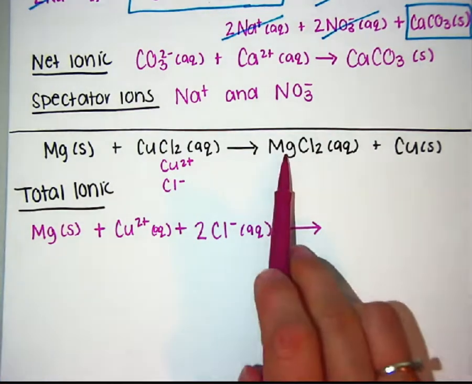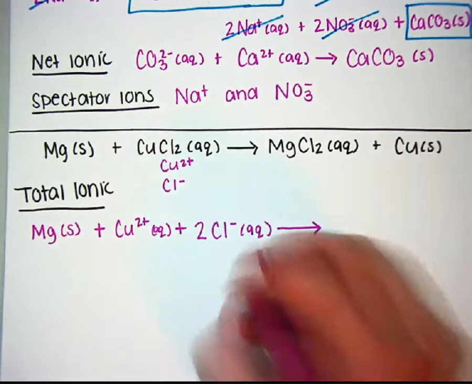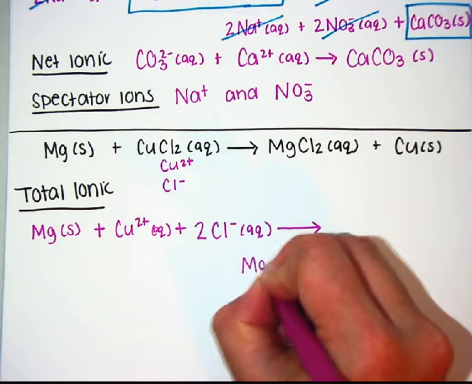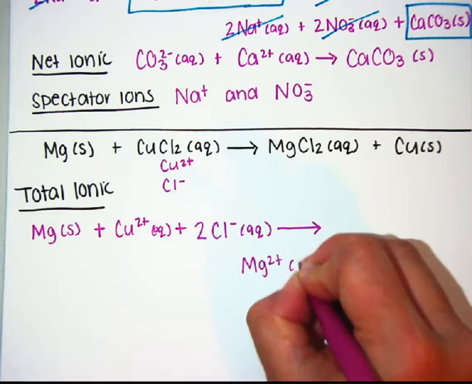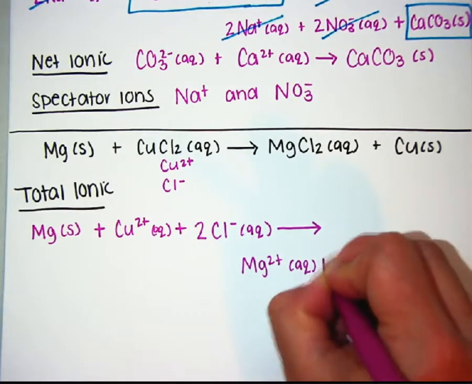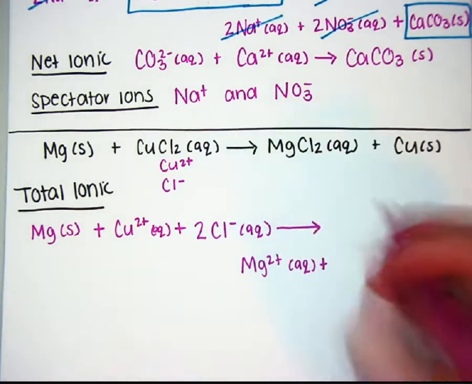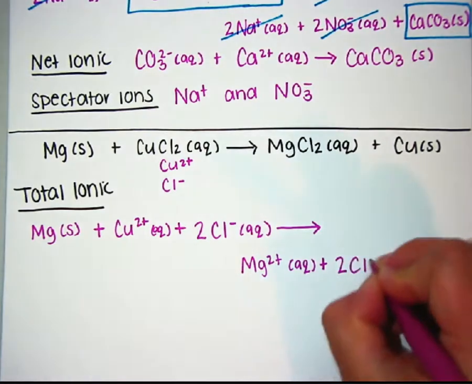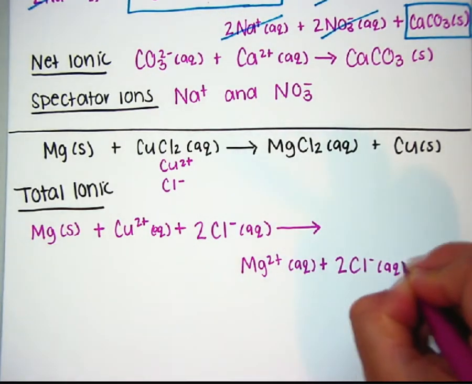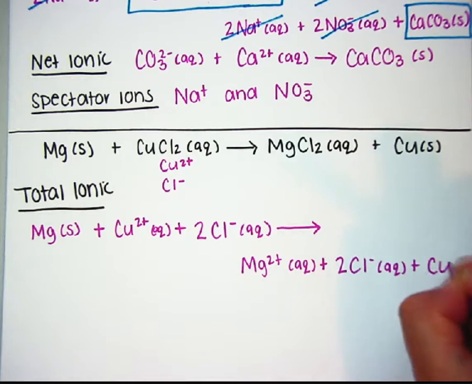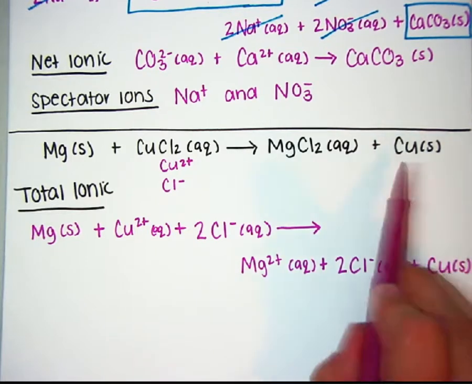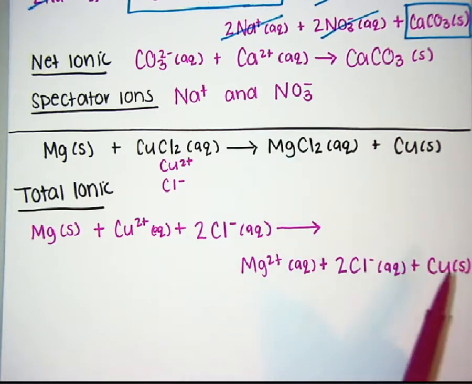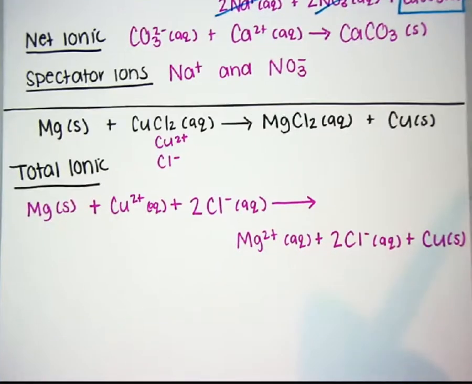On the product side, magnesium chloride is aqueous. It's going to dissociate into magnesium ions. And I have 2 chloride ions. And again, copper on the product side does not get a charge because it is solid.